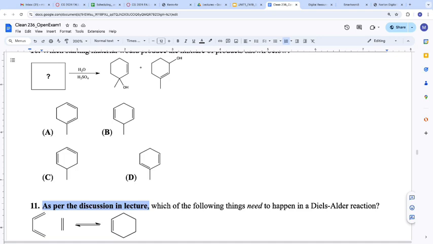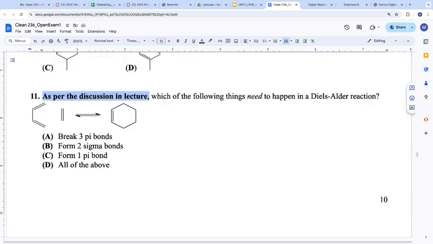As per the discussion in lecture. So when we talk about Diels-Alder, there's lots of things that we could talk about things changing in Diels-Alder. Okay, which of the following things must happen or need to happen in Diels-Alder? All the above. Okay, so you need to break all 3 pi bonds? Yeah? Okay. Fully accept? Accept the challenge. Here's this structure, right? I'm going to draw it over here. Ready for me to redraw it?